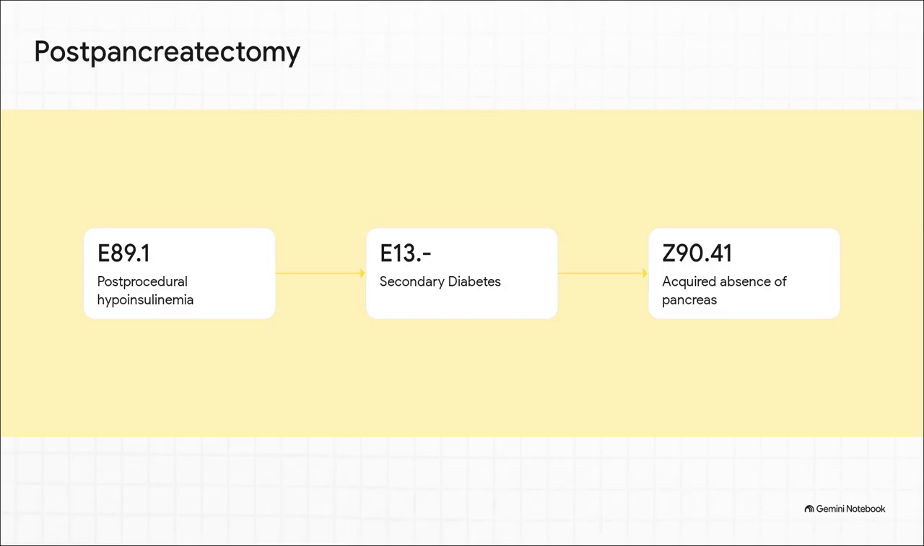Post-pancreatectomy coding demands a strict 3-code package to paint the complete clinical picture. First up is E89.1 for post-procedural hypoinsulinemia, which explicitly states the surgery caused the lack of insulin. Second is the E13 category for the secondary diabetes itself, serving as your primary clinical diagnosis. And third, you have to include Z90.41 to show the acquired absence of the pancreas. Those three have to work together. And hey, while we're talking strict combinations, remember diabetic CKD works similarly? You need E11.22 as your primary code, immediately followed by a secondary stage code from category N18 to finish the story.